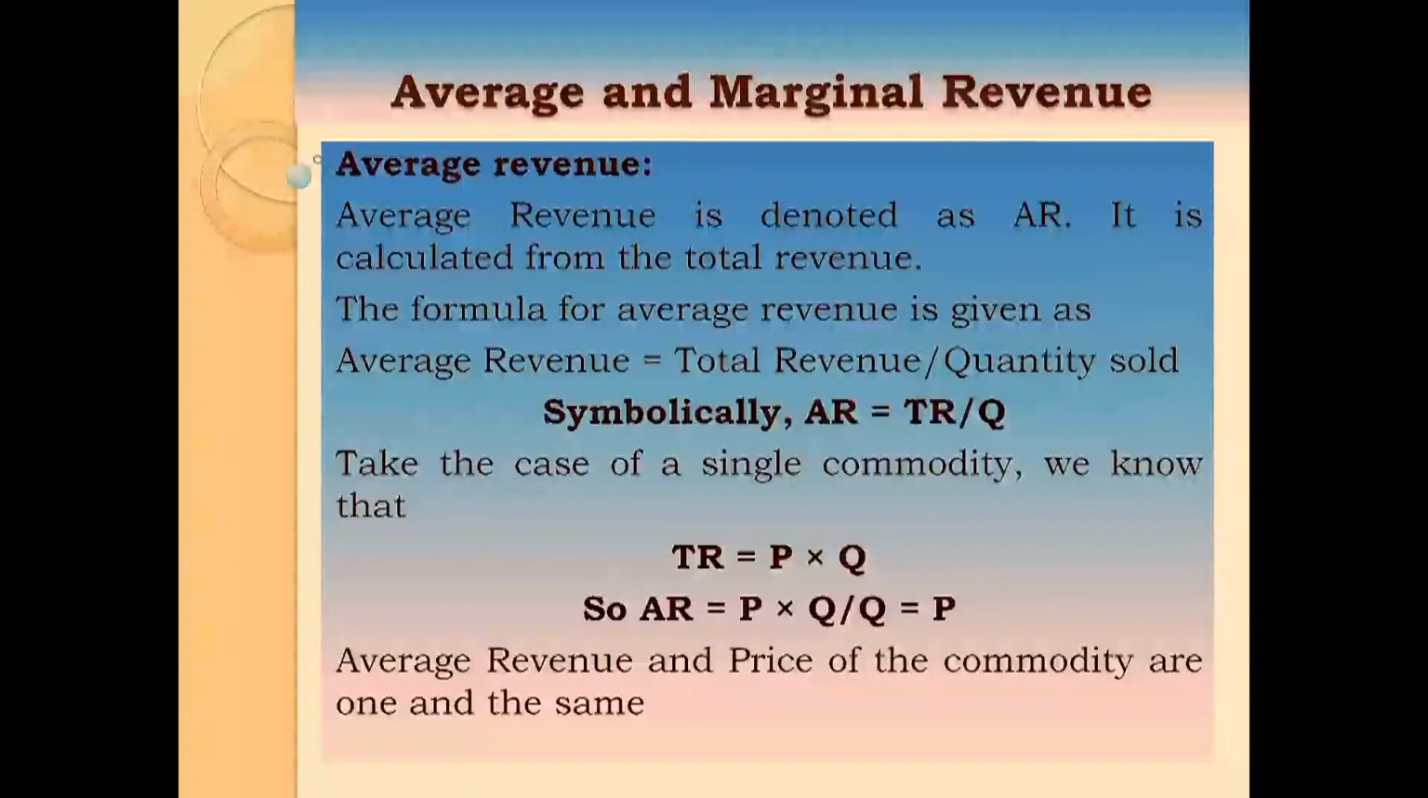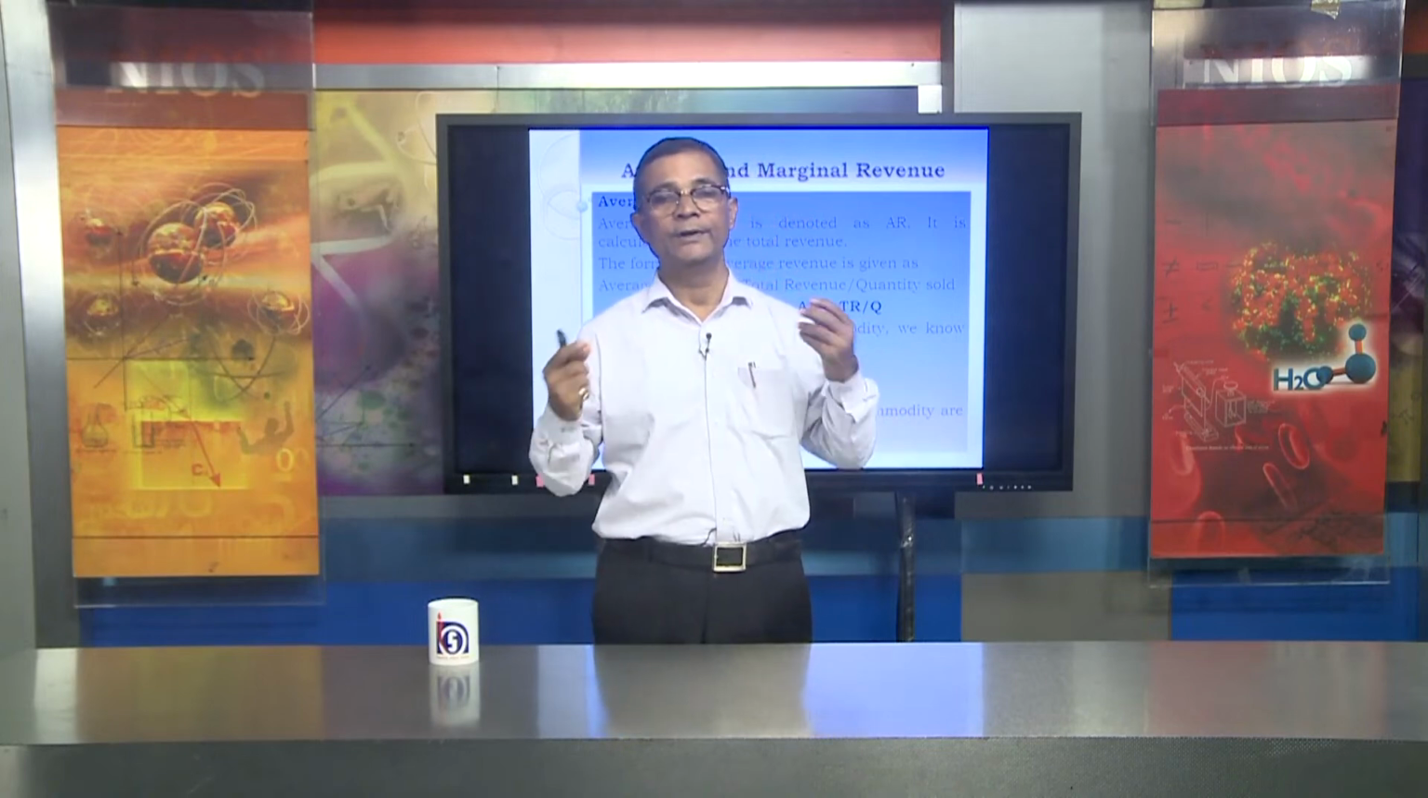Then average revenue. Average revenue is denoted as AR. It is calculated from the total revenue. Rather, we can say that average revenue is equal to TR upon quantity. Total revenue divided by quantity. What does it mean? Per unit revenue of a commodity is known as average revenue.